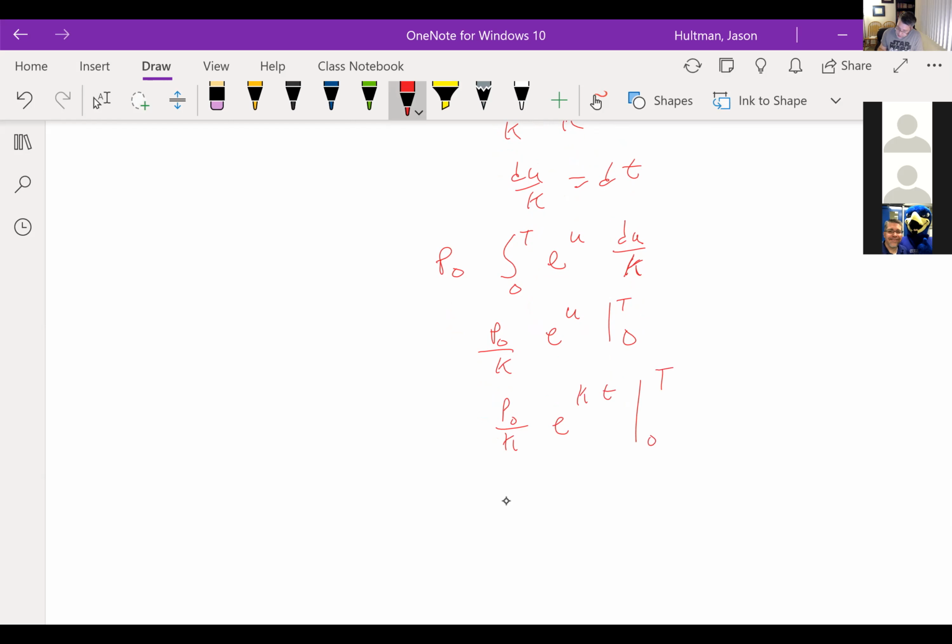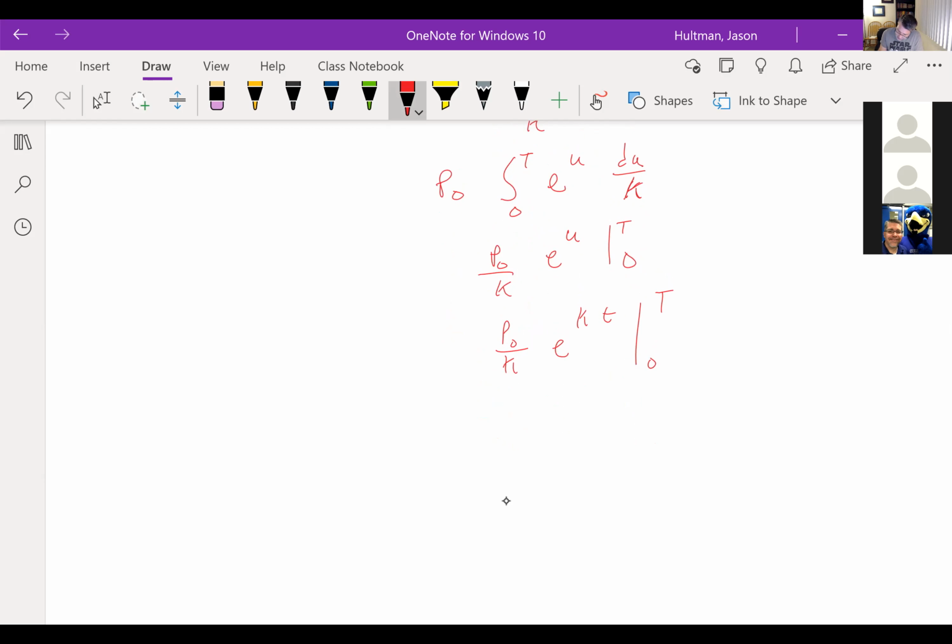I'm going to plug in T, big T in for little t. And so this becomes P naught over k e to the k big T now. Big T is where I stop, it's the time that I stop. And then minus P naught over k e to the k times 0.